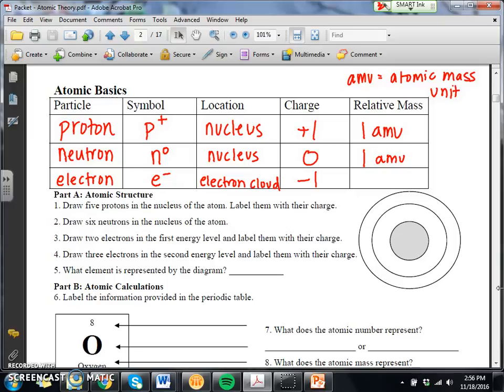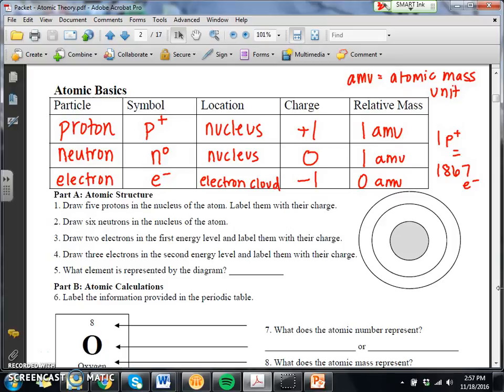Okay, and it weighs 0 AMU. Now, of course, the electron doesn't actually have 0 weight, but it is so small that we count it as almost 0. It's actually 1 proton weighs the same amount as 1,867 electrons. So when you think about the difference of that, one electron all by itself essentially weighs nothing.